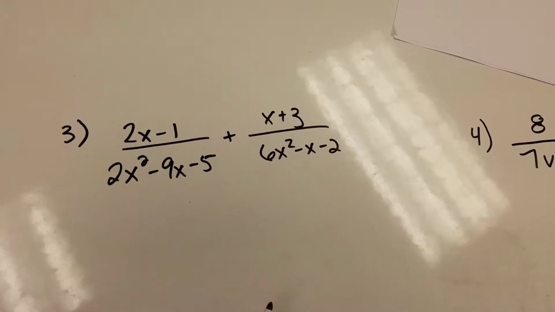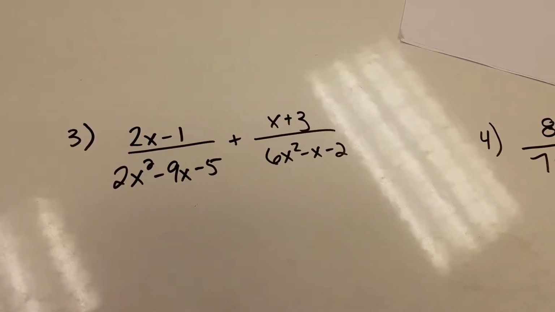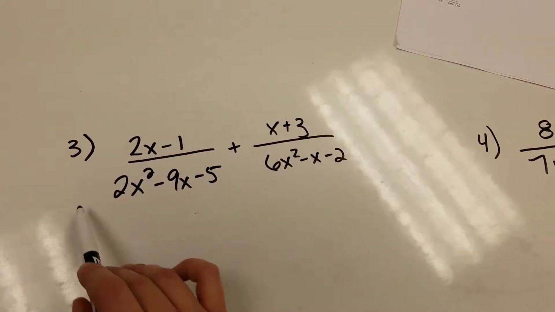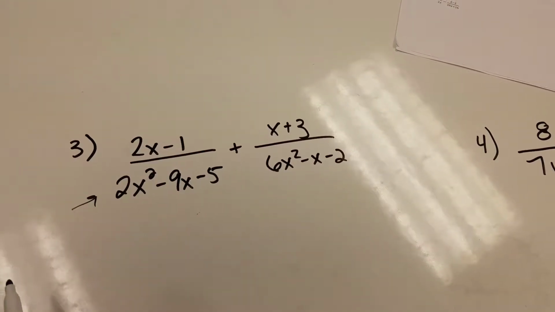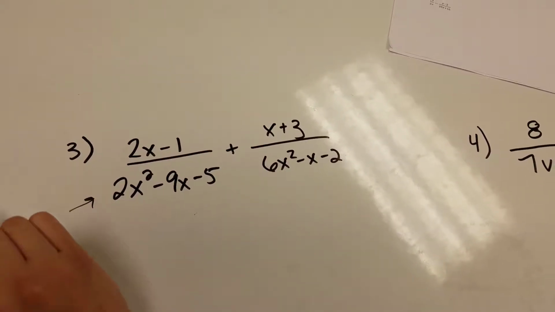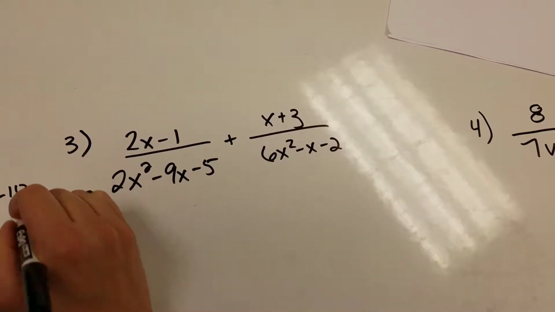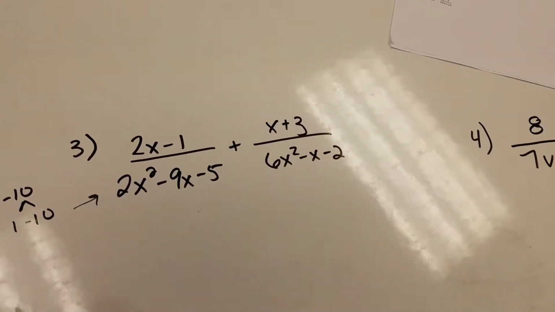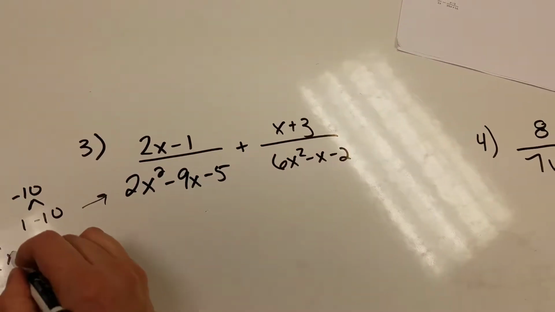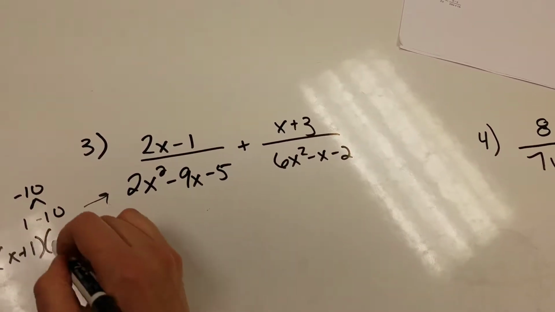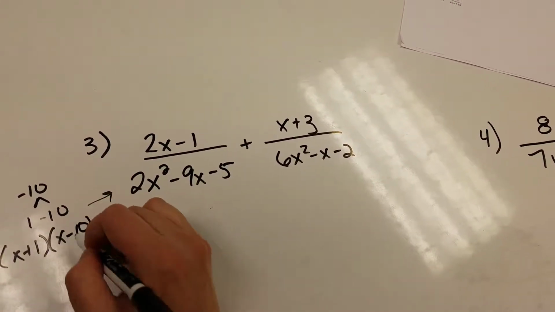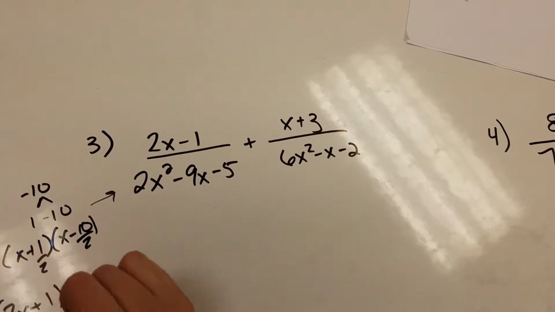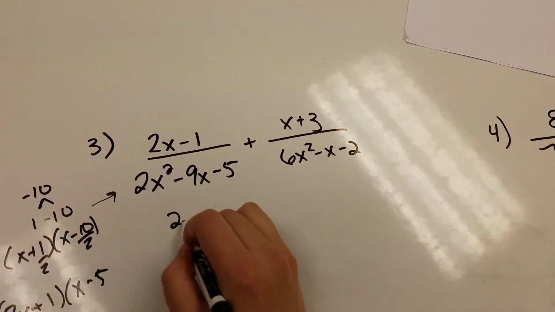Alright, so this is a continuation of adding and subtracting rational expressions. So we are going to factor the denominators again. We have 2x squared minus 9x minus 5, so we're going to multiply a and c to get negative 10. Factors of negative 10 that add to negative 9 would be 1 and negative 10. Make our parentheses, and then divide by our a and reduce. So we'd get 2x plus 1 and x minus 5. So I'm just going to replace those.